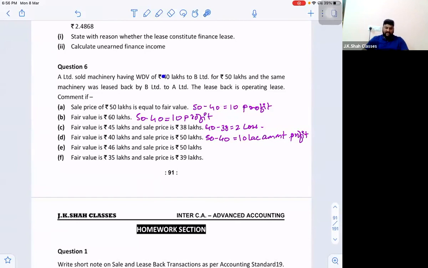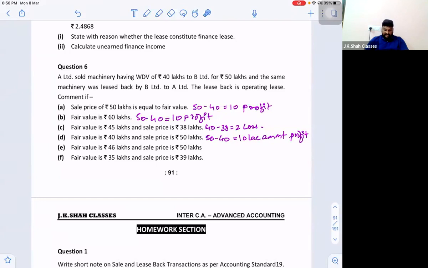That is 40 of asset is sold for 50. So overall, there is a 10 rupee of profit, but 6 rupees will be recorded immediately. And 4 rupees profit is arising because selling price is greater than fair value by 4 rupees. So that profit has to be amortized. Correct? So let us put this point.